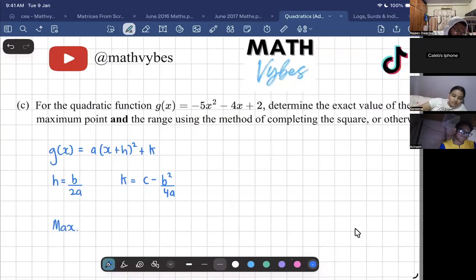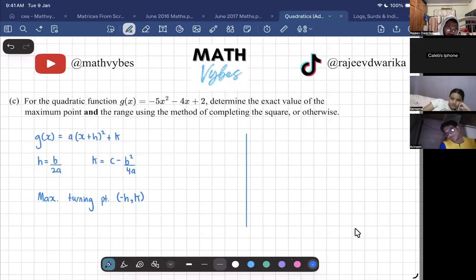So if I want to figure out the maximum point, the maximum turning point, that would be given by what? It involves h and k. Does anybody remember? The maximum turning point is (-h, k). So my graph will look something like this, and the maximum point will be given by (-h, k). Serena, do you understand that or no?